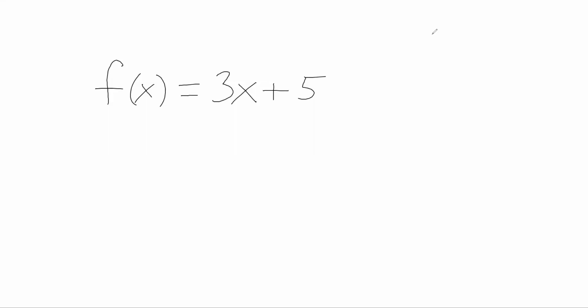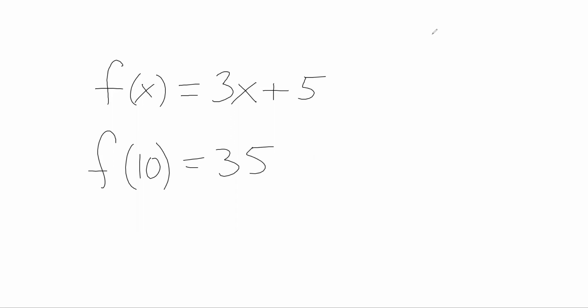So this is what's called a linear function, and the idea is that for any number x, you multiply that by 3 and you add 5 to it. So for example, f of 10, well, 3 times 10 is 30, plus 5 is 35.